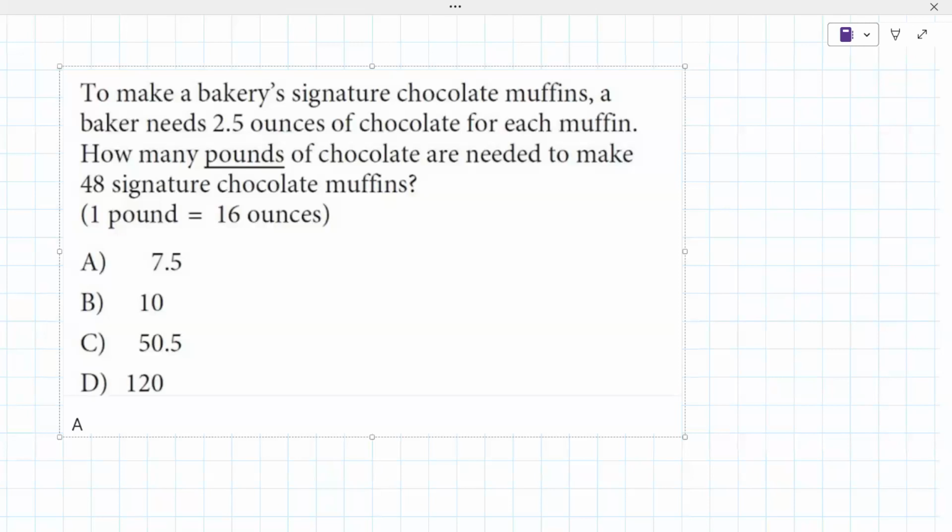A bakery makes signature chocolate muffins. A baker needs 2.5 ounces of chocolate for each muffin. How many pounds of chocolate are needed to make 48 signature chocolate muffins? 1 pound equals 16 ounces.